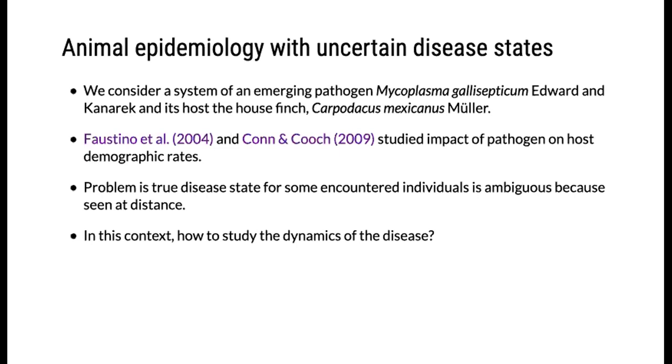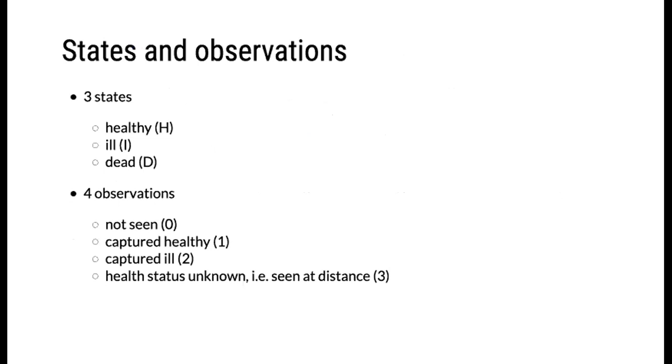So again, we take a pen and a piece of paper and we write down the states. So you are either healthy, ill, or dead, right? So these are the states, the latent states. And you have several observations, four of them. You are either not seen, captured, healthy. So we can say that you are healthy because you are captured physically. So we can really observe your eye and say, okay, you are healthy or ill, captured and ill, or your health status is unknown because you are seen at distance and we cannot really assign you a state, healthy or sick, right?